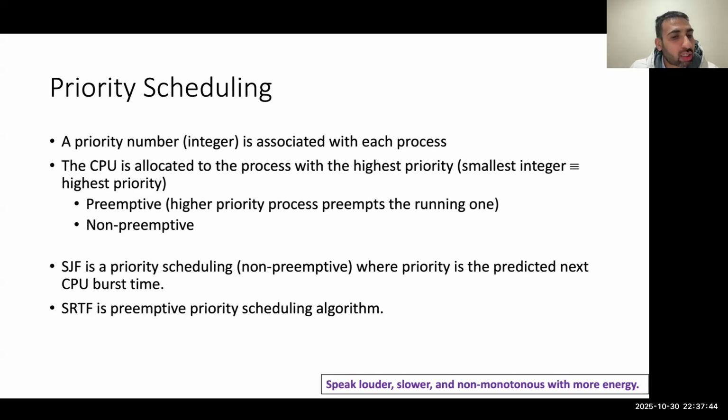On the other hand, shortest remaining time first is a priority-based scheduling algorithm, but it is a preemptive one, right? We have seen this algorithm in the previous lecture. Again, the priority comes from which process has the shortest remaining CPU burst, and a process with higher priority can preempt a currently running low priority process. Any questions here? I don't want to go into this detail because in the previous lecture we had a couple of examples on SRTF and SJF, right?